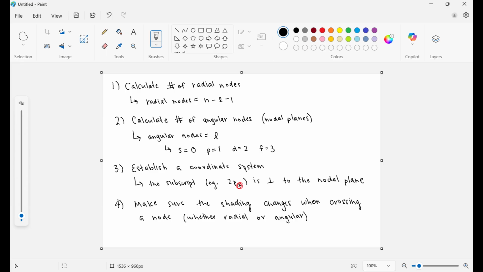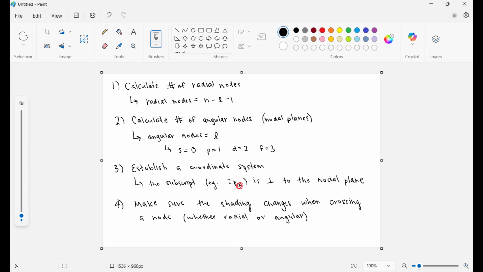And then from there, you draw the corresponding angular node perpendicular to that direction. So this is going to make a bit more sense when we get to the examples, but just keep in mind that the angular node must be drawn perpendicular to the defined arrow. And then step 4 just involves shading the nodes differently whenever they cross a node. So whether that's angular or radial, as long as it crosses that node, that no-go zone, they have to switch colors, meaning they switch the sign of the math value.